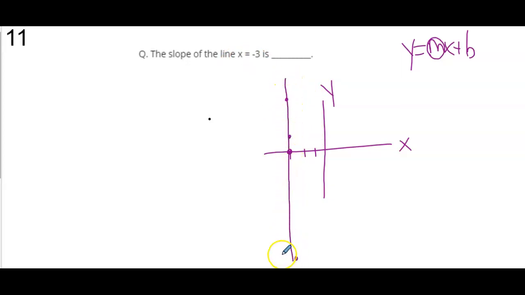So this gives us a vertical line. And in a vertical line, the slope is undefined. Because if you did your rise, let's say that you rise 1, you're going to run over 0. If you rise 3, you're still going to run over 0. Anytime you have 0 under the fraction, that is undefined.